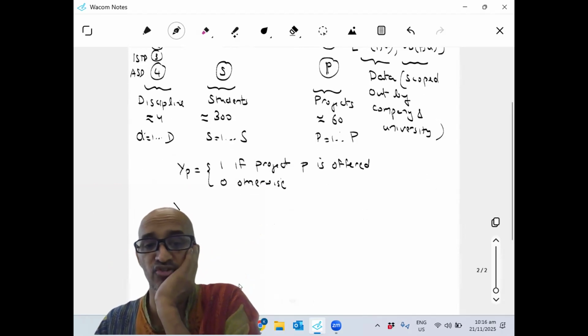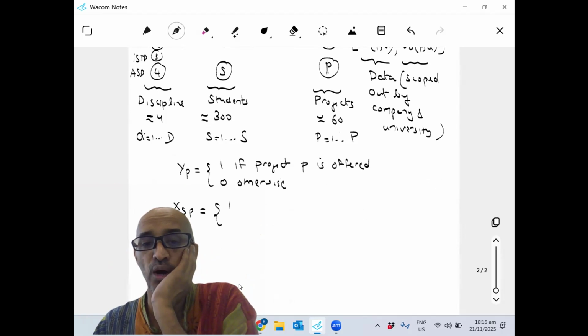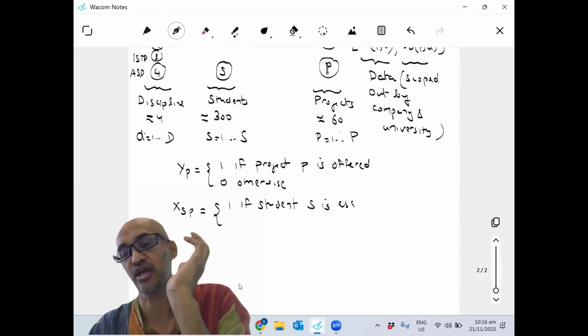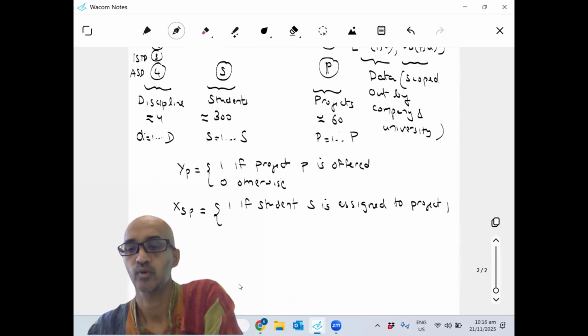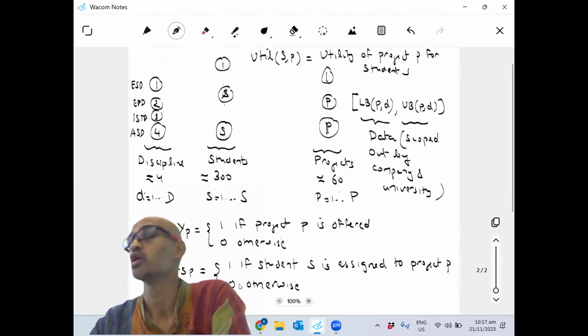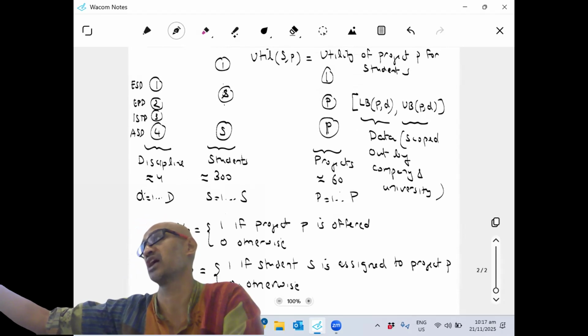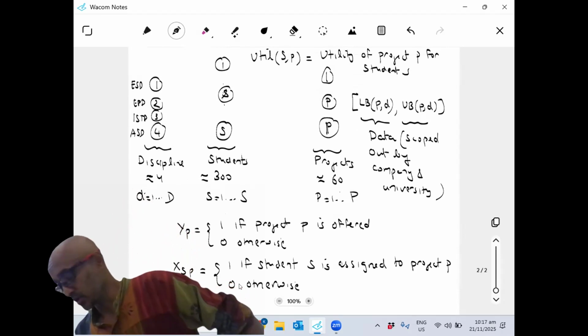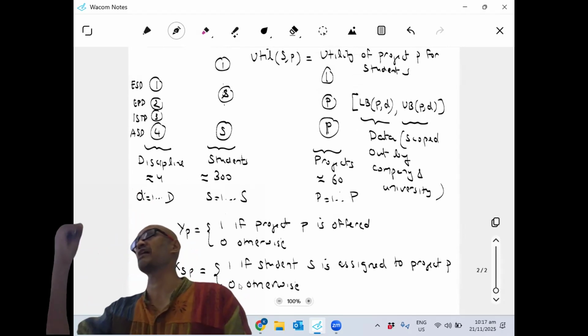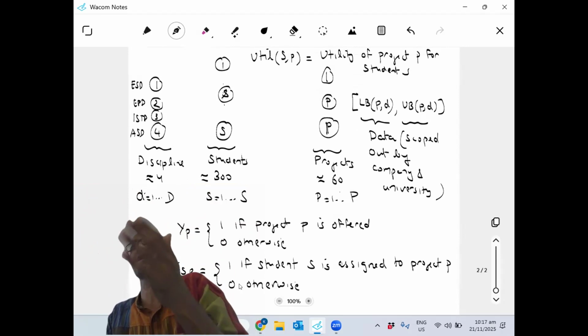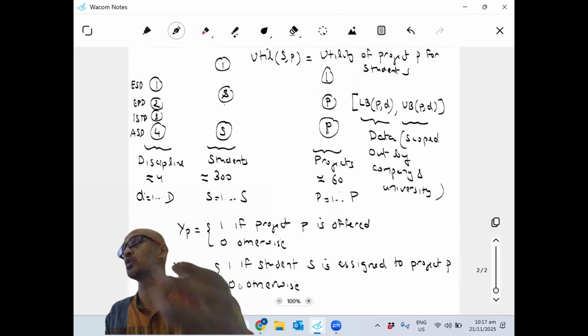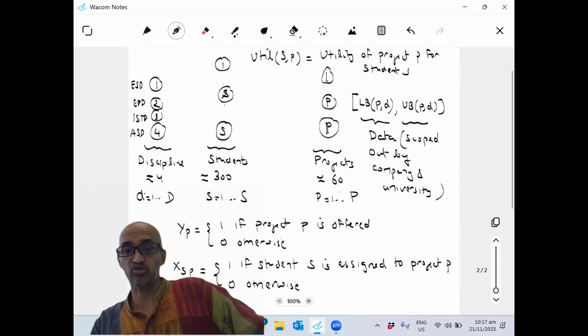Okay. The second binary decision is XSP, which is 1 if student S is assigned to project P and 0 otherwise. Okay. So the algorithm has to tell you, for a particular student, which project they are assigned to. Ultimately I clearly require a binary output. I have to tell every student you are going to get this project. That's the allocation. I'm going to provide this to all students. It cannot be randomized, it cannot be a fractional solution. You have to tell the students which project they're going to do. So that's going to be a binary decision.